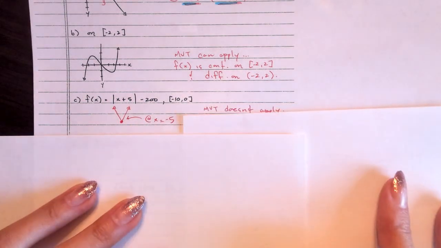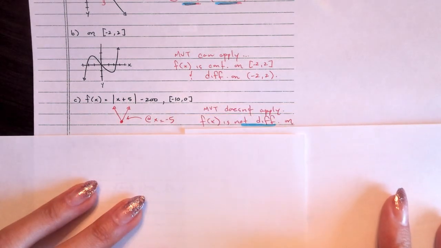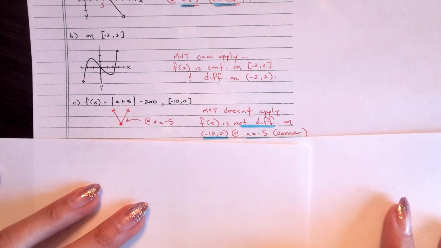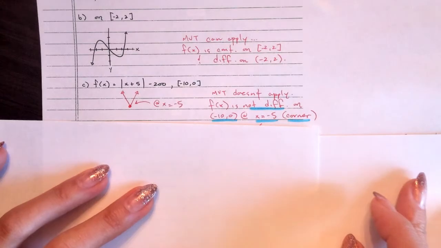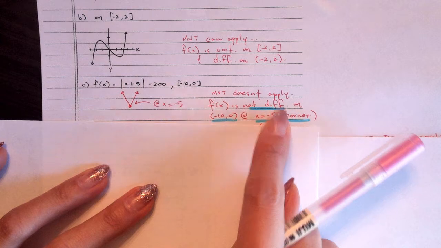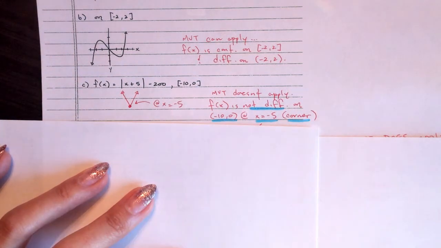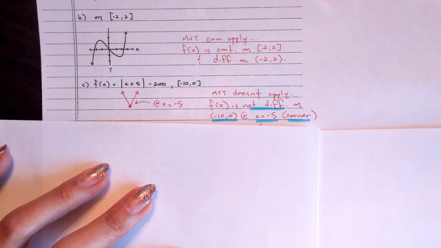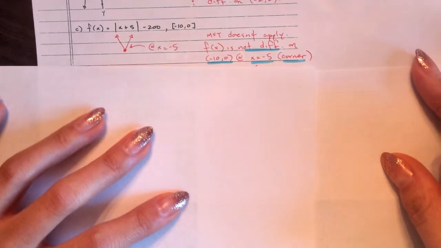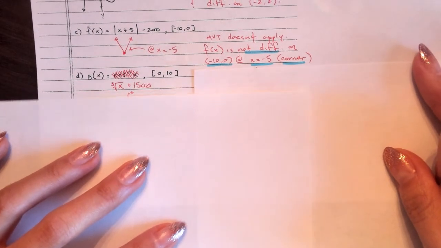So I'm going to list those things. It doesn't apply. How come? And then where and why. So not differentiable on this open interval at x equals -5 because there's a corner. So that's the 4 things I'm saying. Okay, and then how about this one?